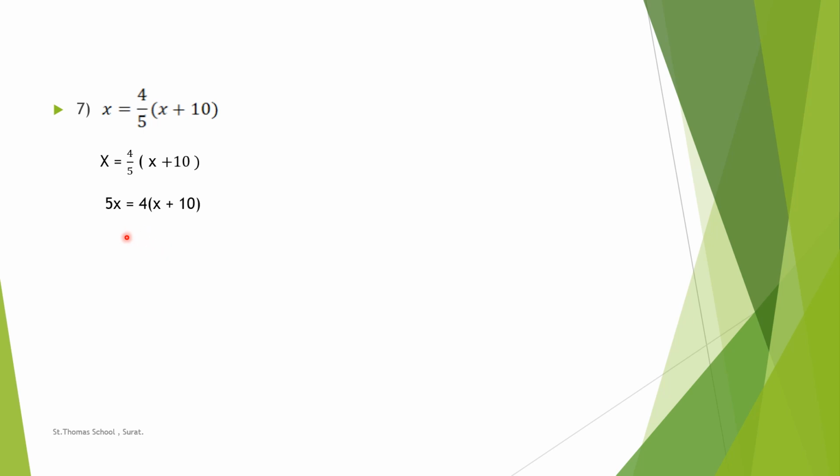Now, arrange variable on one side. So, this is plus 4x. If it goes here, it becomes minus 4x. 5x minus 4x is equal to 40. So, what is 5 minus 4? That is 1x. So, x is equal to 40. Clear?